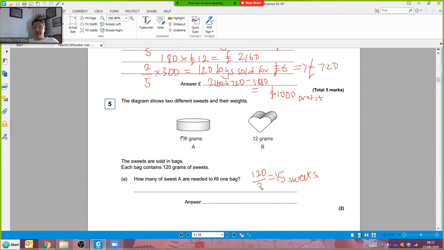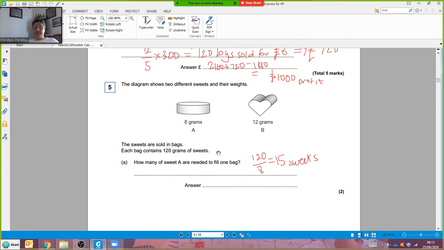8 grams of these sweeties, 12 grams of these sweeties. So the sweets are sold in bags. Each bag contains 120 grams of sweets. How many sweet A are needed to fill the bag? Oh, okay, so I'm going to take my 120 grams and divide by 8 grams for every sweetie of A style. Comes to 15 sweets. That's not too bad. They give 2 marks for that.